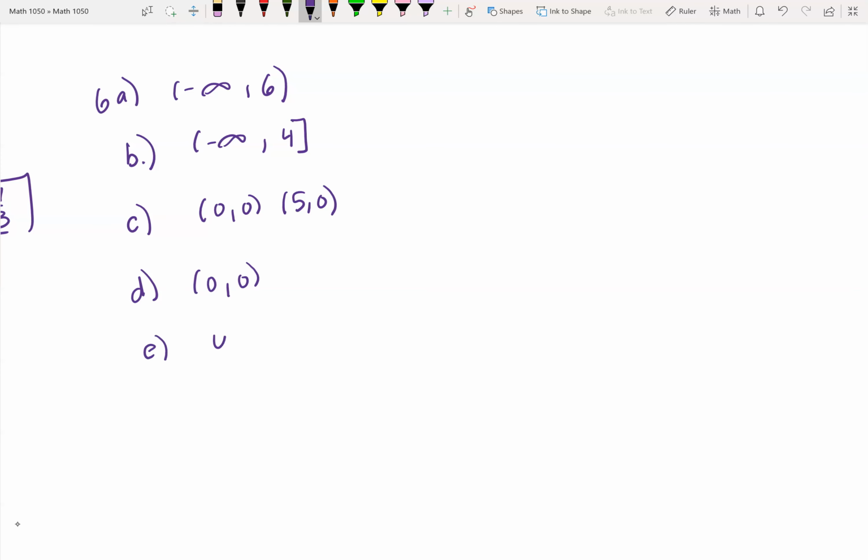Local maximum value. You need to understand that that's a y equals. The maximum is left 2, up 4.